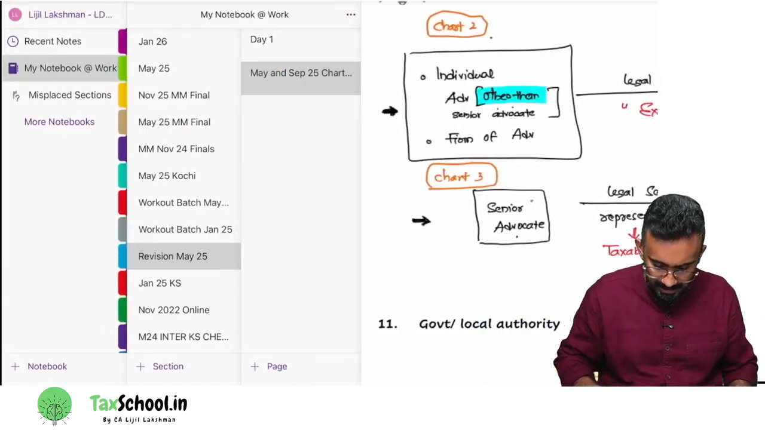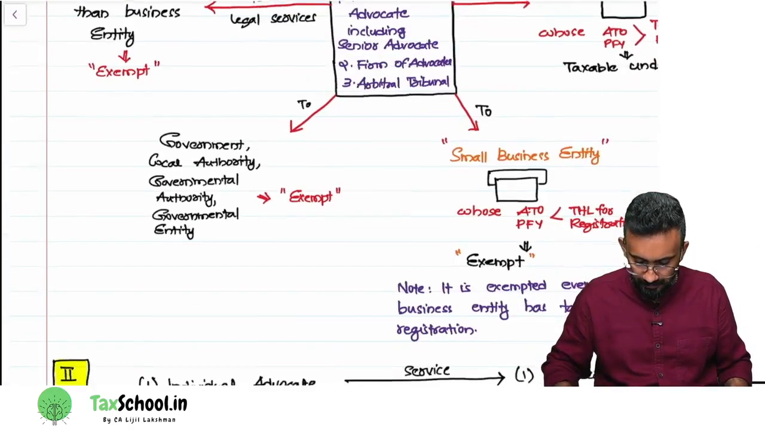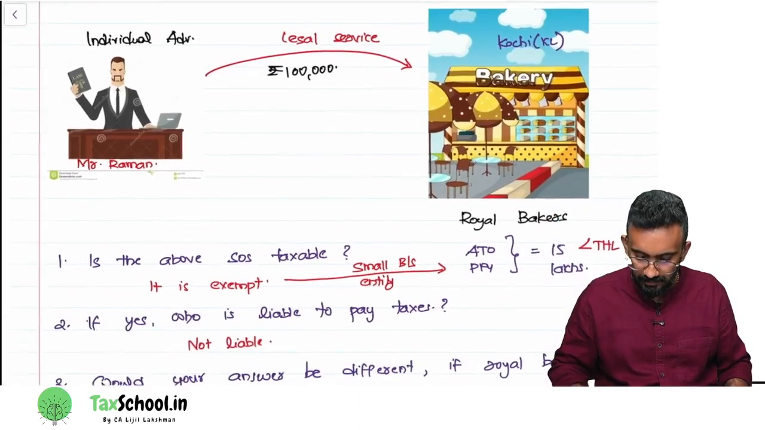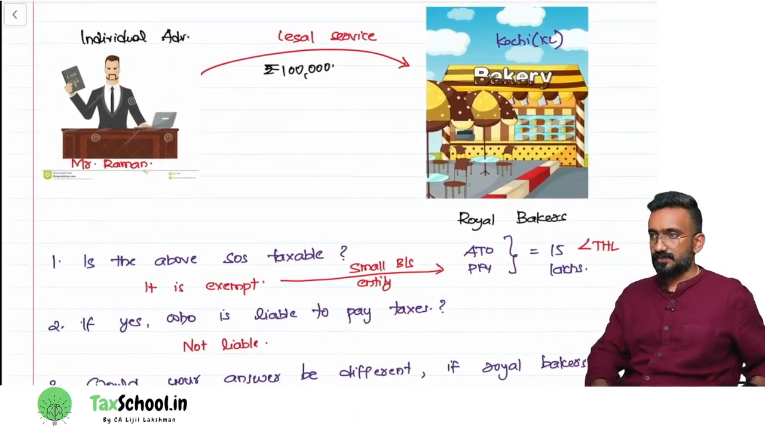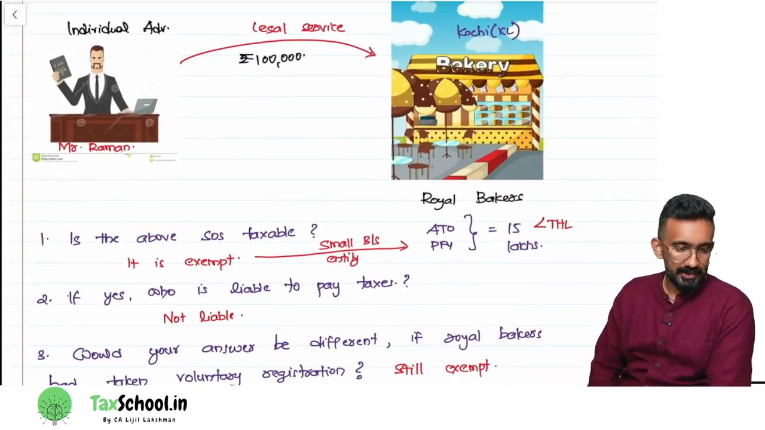I'll give you a quick example to understand the context of it. Look at the example here. Mr. Raman is an individual advocate.